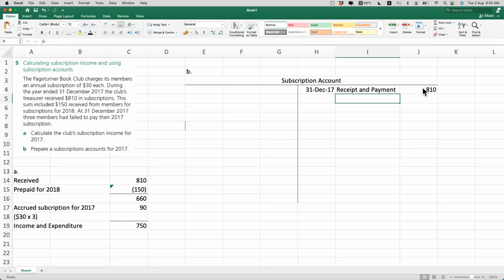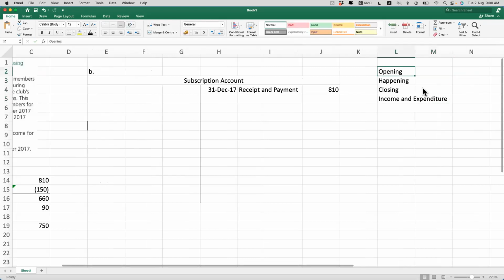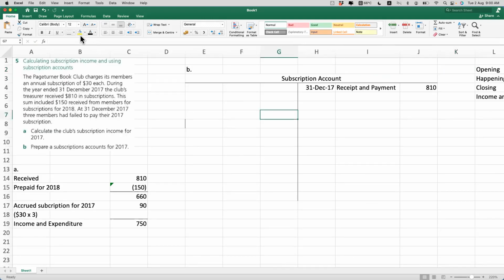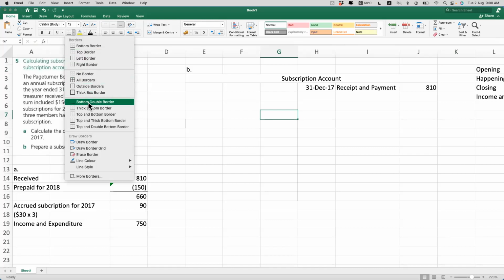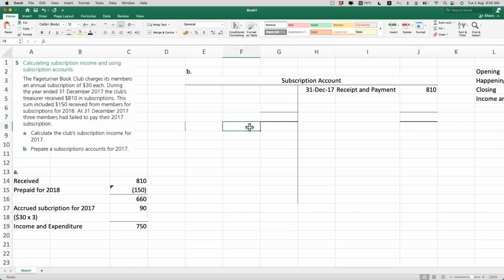So once that is done, we need to calculate the next one. So normally I will encourage you to do your opening, happening, and closing. So opening, happening, closing, and then your income and expenditure for this particular case, because there's no income statement. So happening, we have recorded, opening done, happening recorded. Now we have to look at closing. So what I would suggest you to do is draw your total lines first. Total lines here, and then write your balances here.